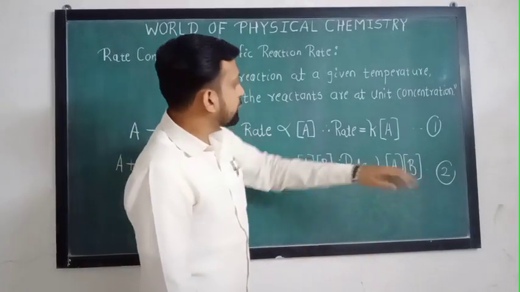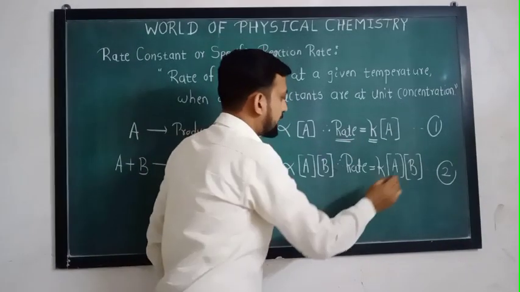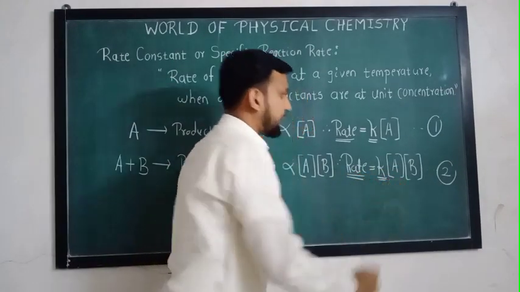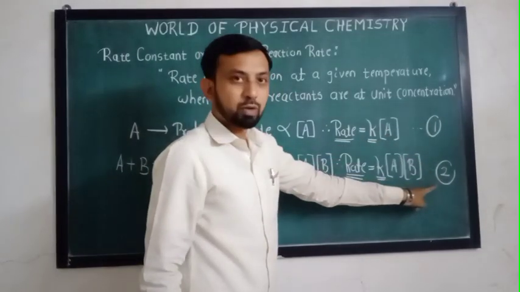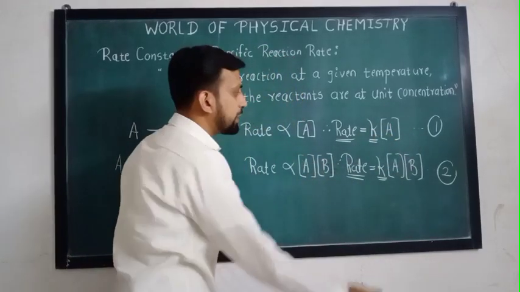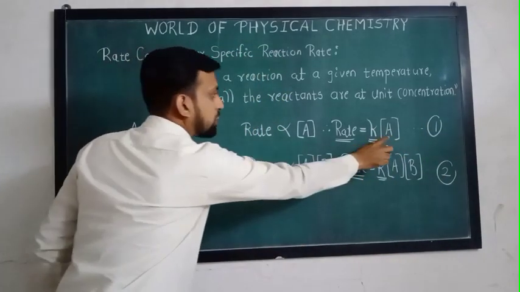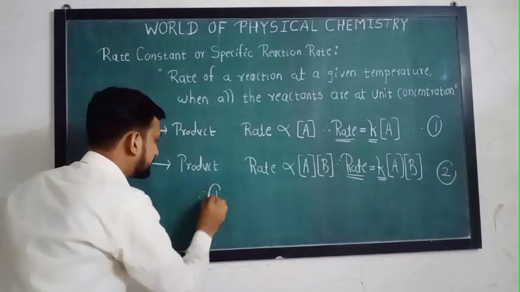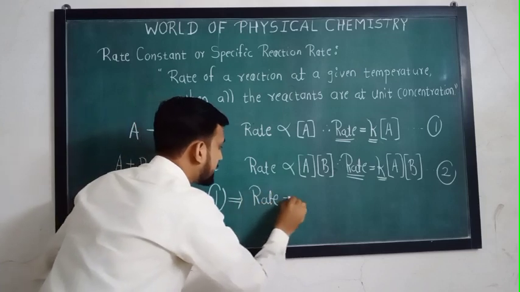Now we have to show that this rate is equal to K. From expression 1 as well as from expression 2, we have to show rate is equal to K. At what condition is this rate equal to K? For expression number 1 and expression number 2, when the concentration of the reactant is unity, then this rate is equal to K. That is, if concentration of A is unity, then expression 1 implies that rate is equal to K.